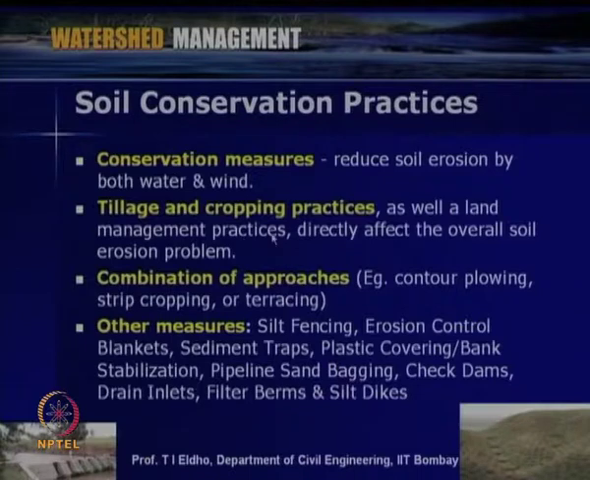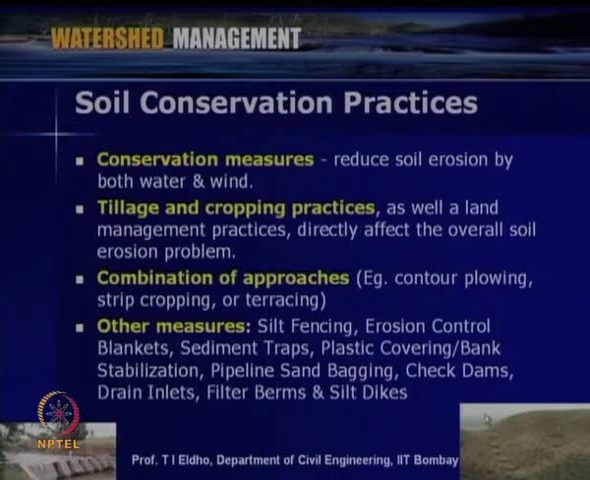So, according to the cropping pattern, erosion has been found to be reduced. Then a combination of approaches like contour ploughing, strip cropping, terracing, etc. Then other measures like silt fencing, erosion control blankets, sediment traps, plastic covering, bank stabilization, pipelines, sandbagging, check dams, drain inlets, filter dams, silt dikes, etc. So, there are so many measures available as far as soil conservation practices are concerned.